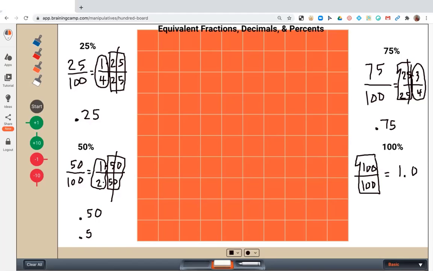Okay, so just a little introduction to percents and their equivalent fractions and decimals. If you would like to learn more, I'll be making another video very soon, continuing on this percent concept.